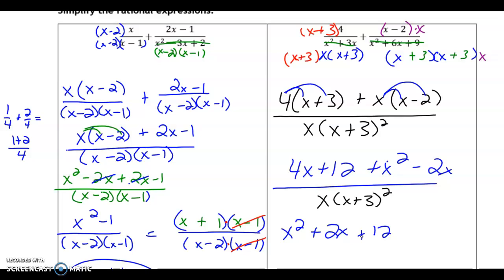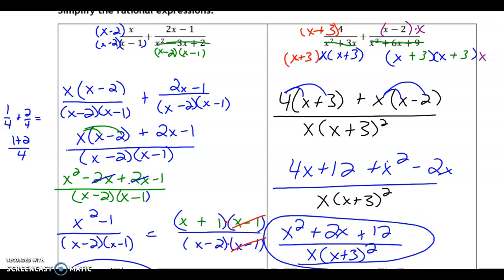So we get x squared plus 2x plus 12 all over x times x plus 3 squared. Okay, the top doesn't factor. If you try to break it apart, x and x, then you can't get it to multiply to be 12 and add to be 2.